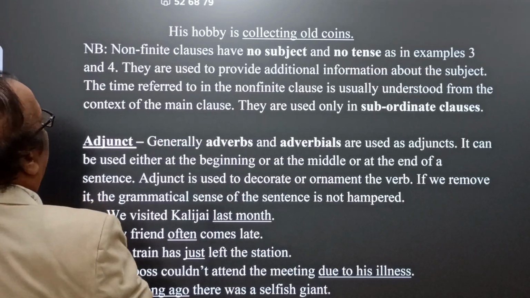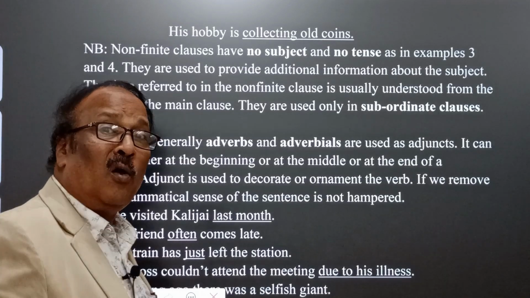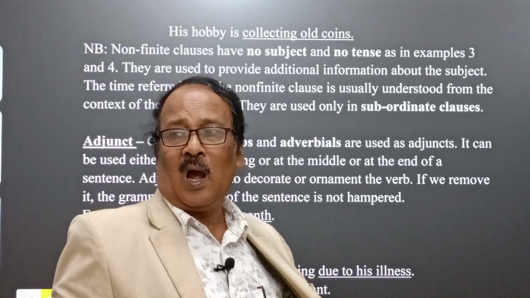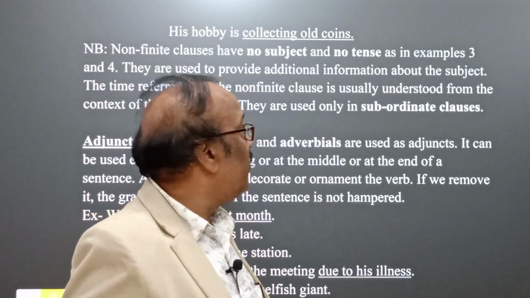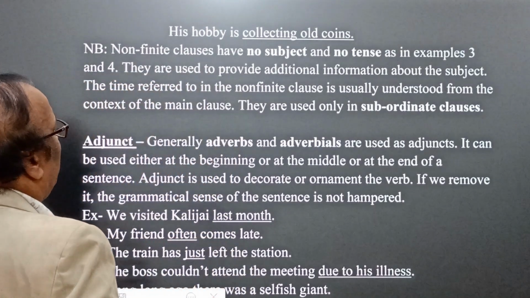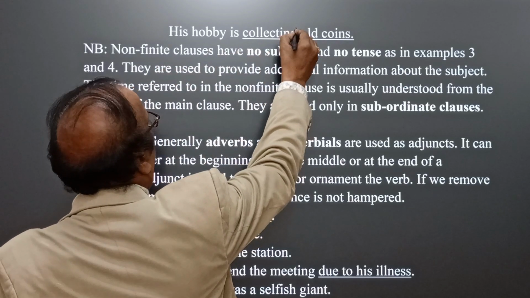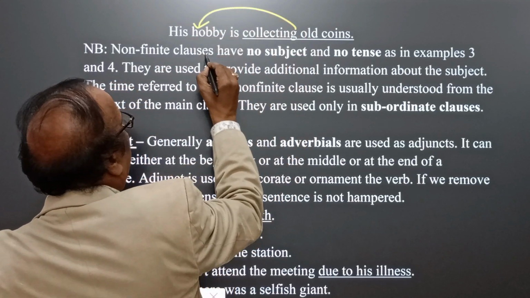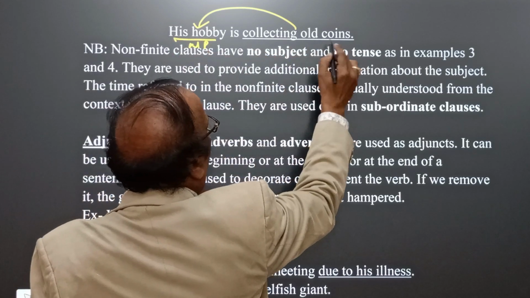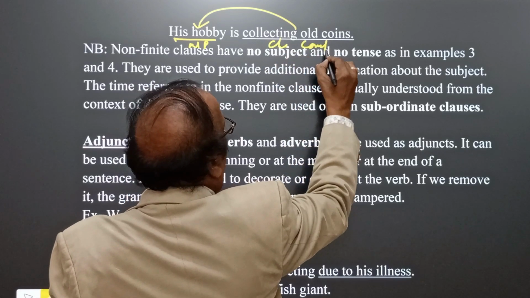Another factor: his hobby is collecting old coins. Naturally, collecting is the gerund. This is action, the act of collection, and therefore here we find the hobby. His hobby is collecting old coins. It means, what is his hobby? Collecting old coins qualifies his hobby. His hobby is the noun phrase, and collecting old coins is the clause, and this is the complement.